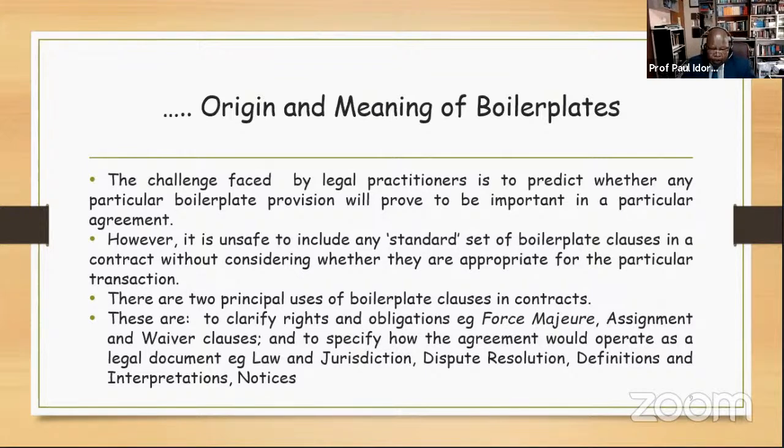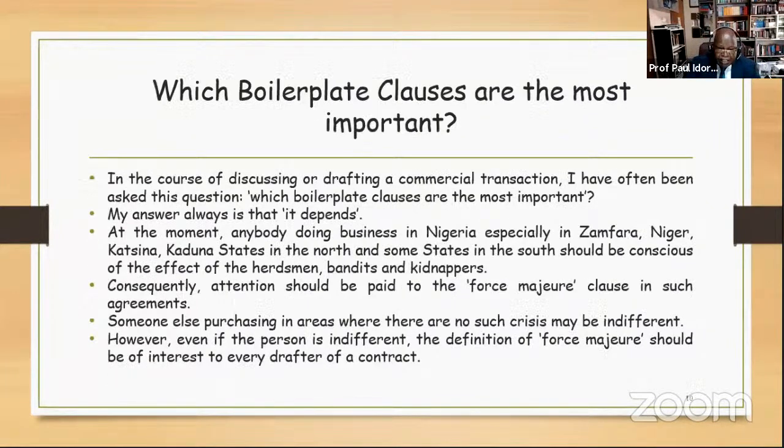So in summary, we can say that these boilerplate clauses serve two main functions. First, they can help to clarify the rights and obligations of the party, for instance, force majeure, assignment, and waiver, and to specify how the agreement will operate, like law and jurisdiction, dispute resolution, definitions, interpretations, and notices.